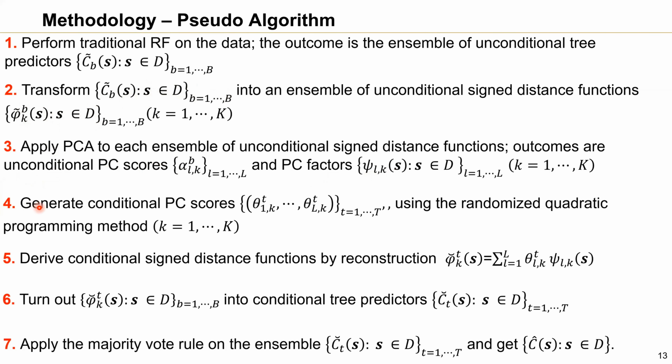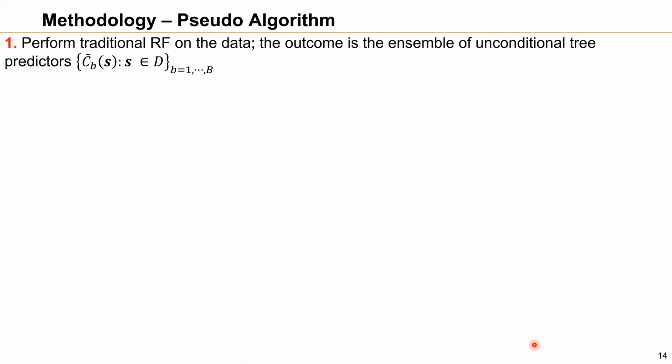And the fourth step is to generate a new PC score that exactly matches the data using randomized quadratic programming. And when you get that, you can easily derive the conditional sign distance by reconstruction. And the sixth step will be just to turn these conditional sign distance functions into conditional tree predictors. And the last step, you just apply the majority vote rule to get your final result. Okay.